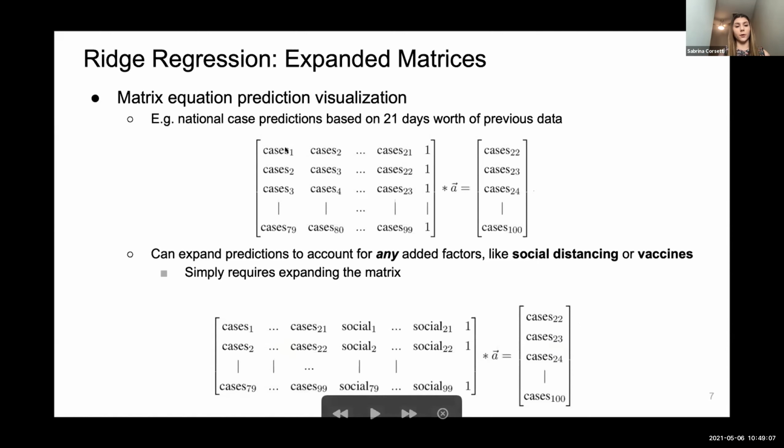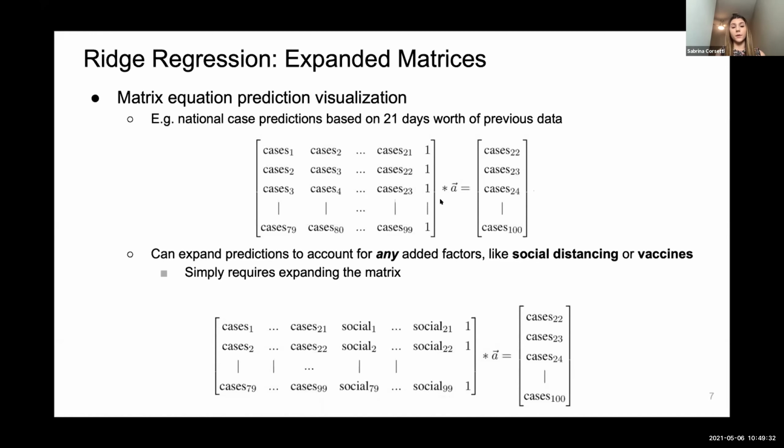And so what it'll look at, for example, is it'll look at the first 21 days worth of cases in comparison with the 22nd day, and the second set of 21 days against the 23rd day. And it'll work to make this A variable, this A vector, so that it includes the importances assigned to each previous day. And that's how the model learns to make predictions.